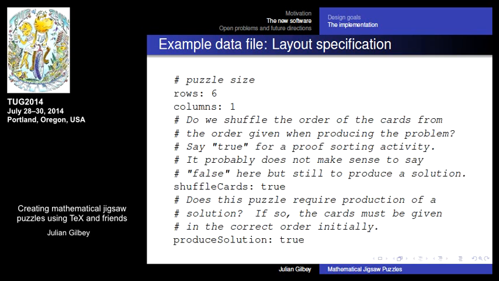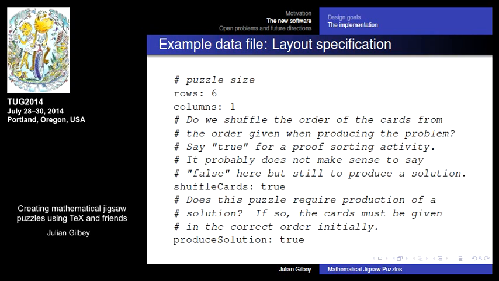Then there's a bit of boilerplate which you can tweak as appropriate. So the boilerplate says how big is this puzzle? So this is a sequence of cards. It's going to have 6 rows on a sheet and 1 column because this square root of 2 statement is quite long, so I didn't want to have multiple columns. But if I wanted, say, 2 columns on a page, I could say columns is 2.